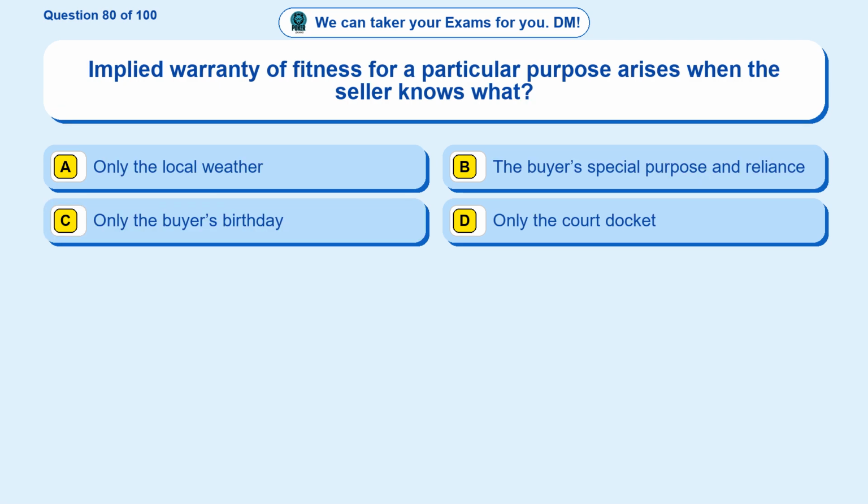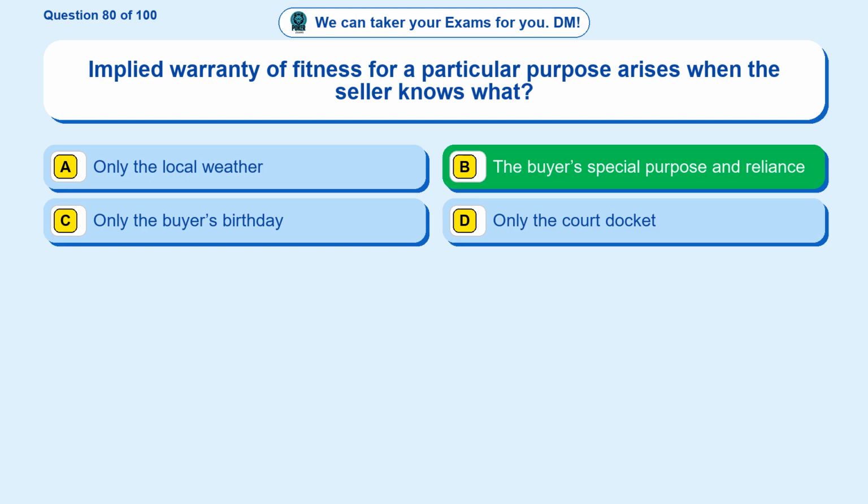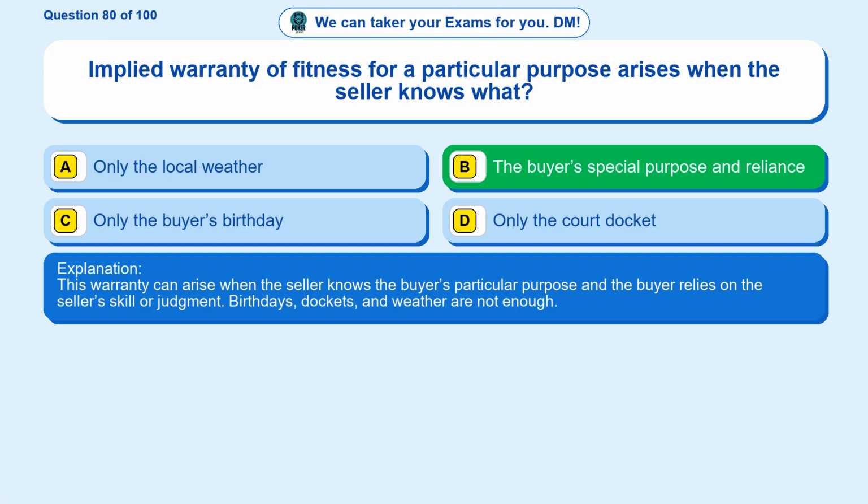Question 80. Implied warranty of fitness for a particular purpose arises when the seller knows what? Option A. Only the local weather. Option B. The buyer's special purpose and reliance. Option C. Only the buyer's birthday. Option D. Only the court docket. The correct answer is option B. The buyer's special purpose and reliance. This warranty can arise when the seller knows the buyer's particular purpose and the buyer relies on the seller's skill or judgment. Birthdays, dockets, and weather are not enough.